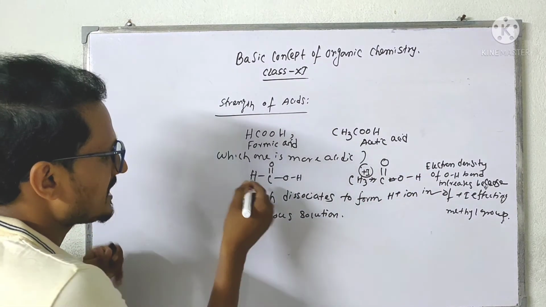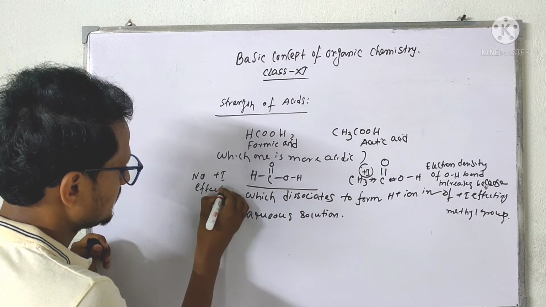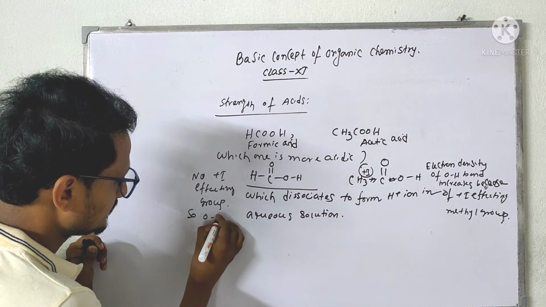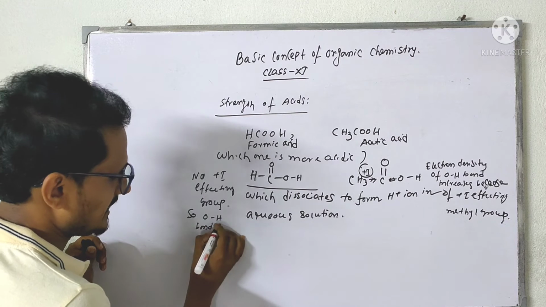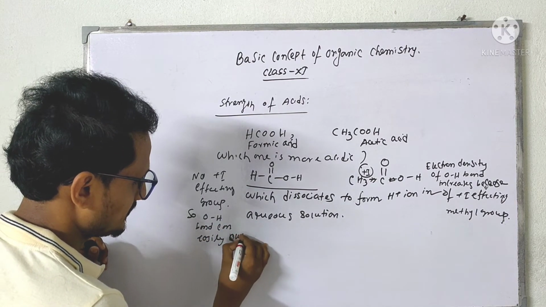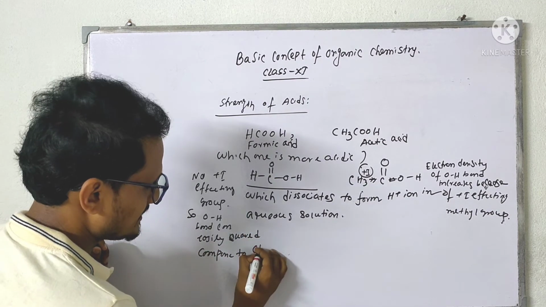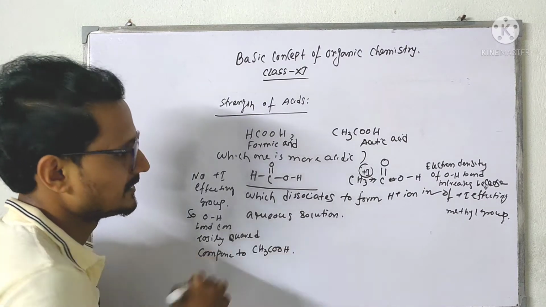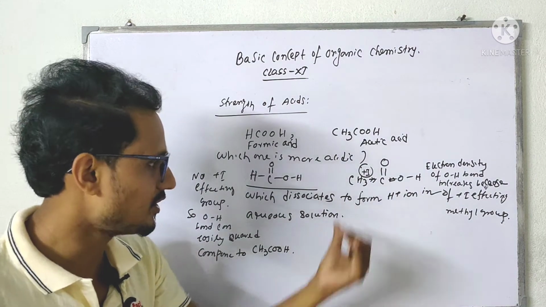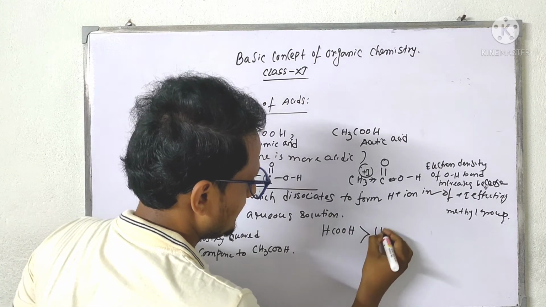But here there is no plus I effect group for formic acid. So the OH bond can be easily clipped compared to acetic acid. So which one is more acidic? Formic acid is more acidic than acetic acid. Okay, formic acid is more acidic than acetic acid.